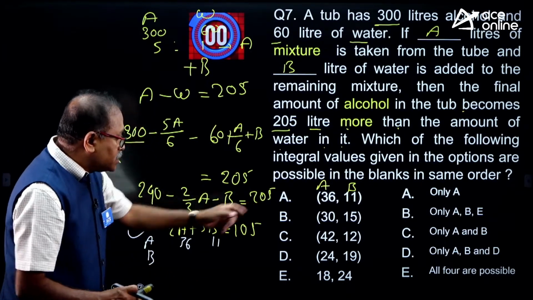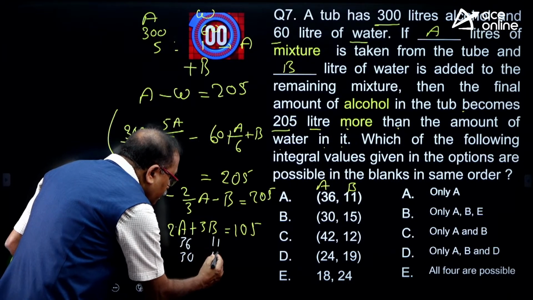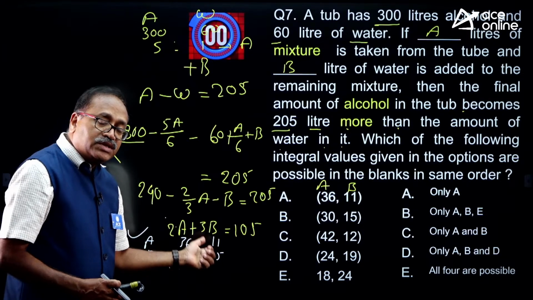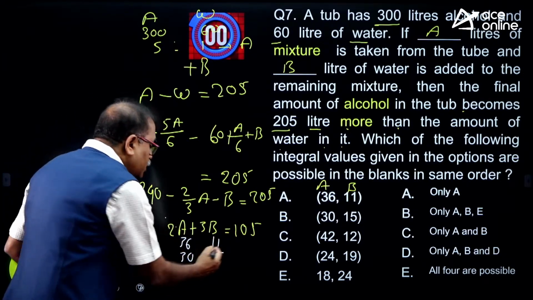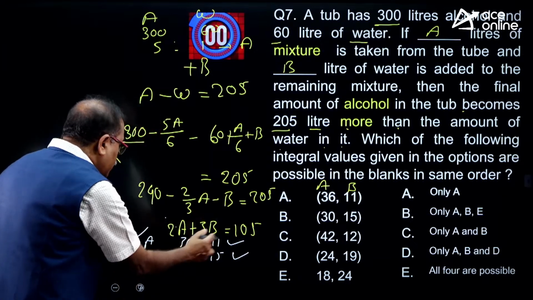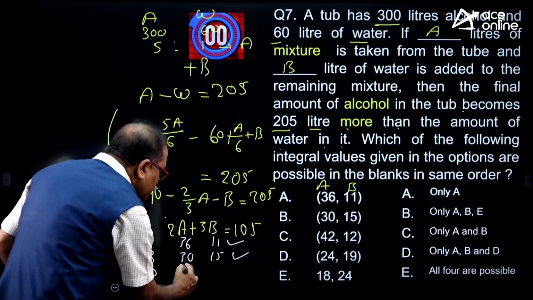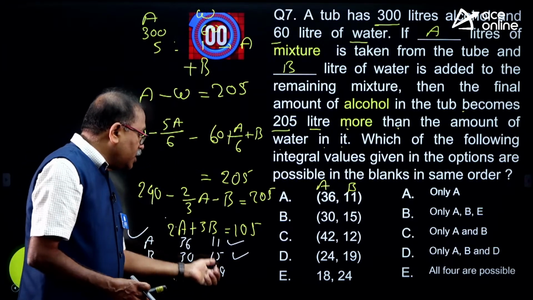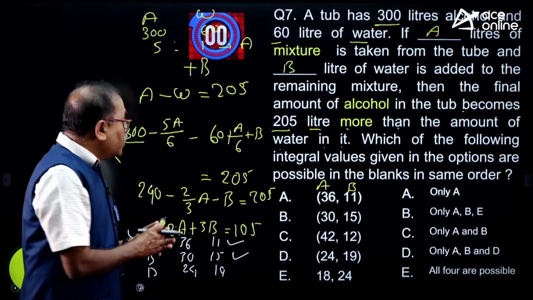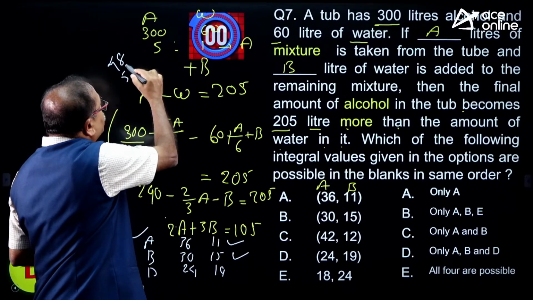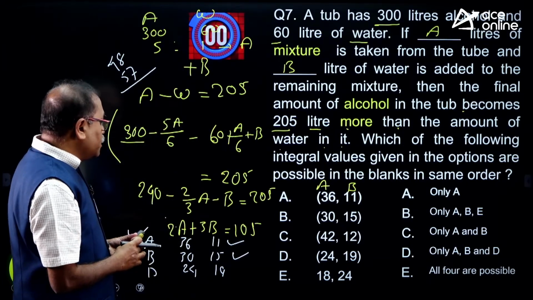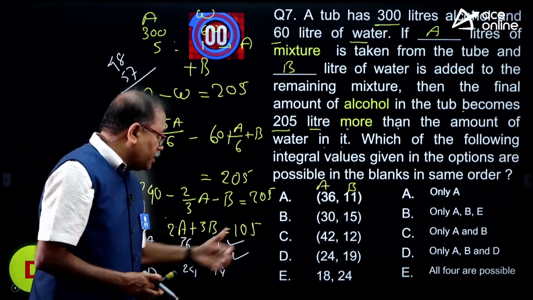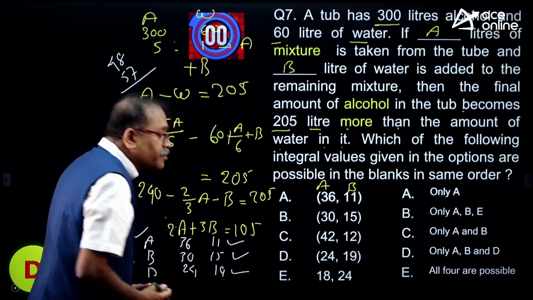Come to B. That's 30 and 15. If I take the 30 and 15, then this one is 60 plus 45. Will 60 plus 45 be 105? Yes. So this is right. The same way, if I go for the verification of D, this is 24 and this is 19. So 24 into 2 is 48 and 19 into 3 is 57. 48 plus 57, are you getting 105? Okay, why did I skip D? So D is also satisfying.